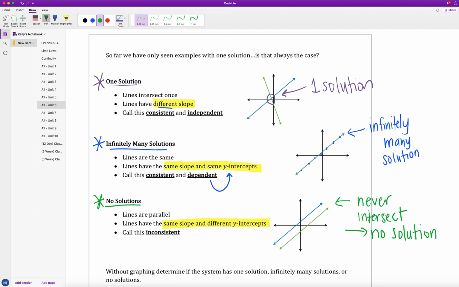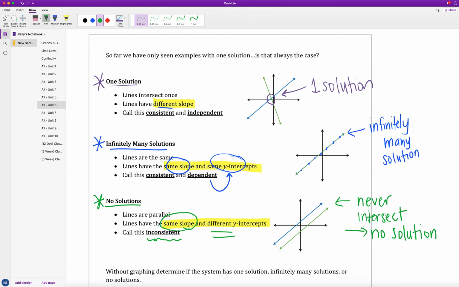So remember, parallel lines have the same slope, that's going to be key, but they have different y-intercepts. So that's what makes infinitely many and no solutions different. In infinitely many, we have the same slope and the same y-intercept, but in no solutions, we have the same slope but different y-intercepts. And we would call this inconsistent because there is no solution. So those are our three options.